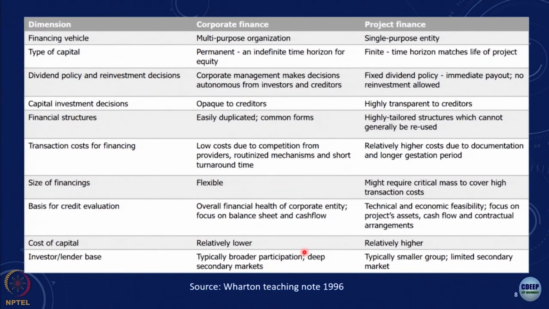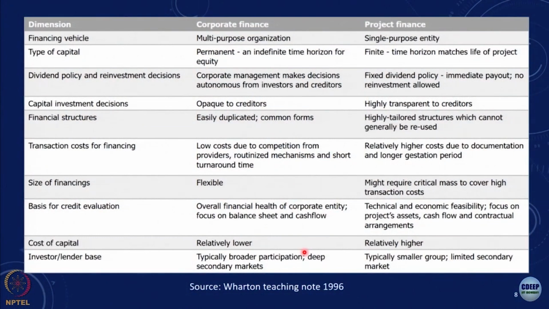The capital investment decisions in corporate finance are opaque to creditors, but in the case of project finance, it's supposed to be transparent to the creditors. The financial structures have a common form in the case of corporate finance, and in project finance it's very tailor-made, dependent on the structure or the type of project which is being built. The transaction costs for corporate finance are relatively low due to competition from the providers and routinized mechanisms, short turnaround times. Project finance requires high costs due to documentation and longer gestation periods.